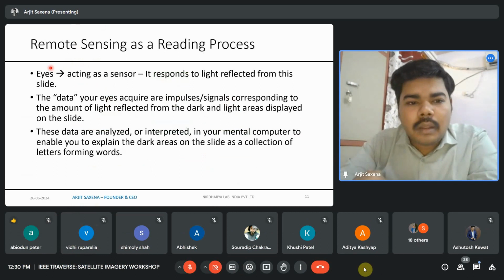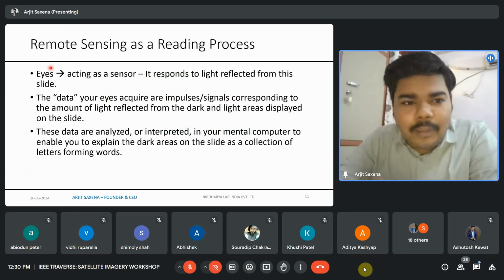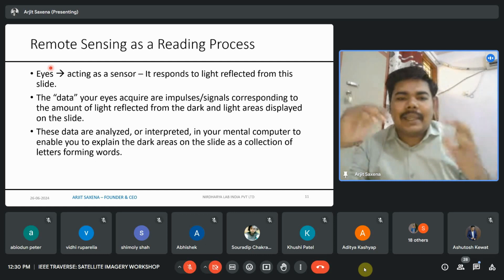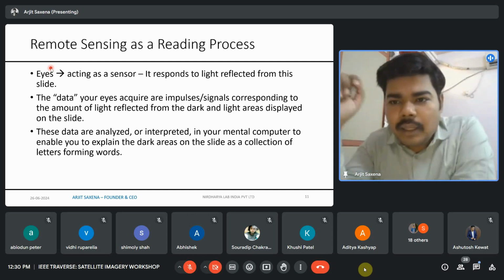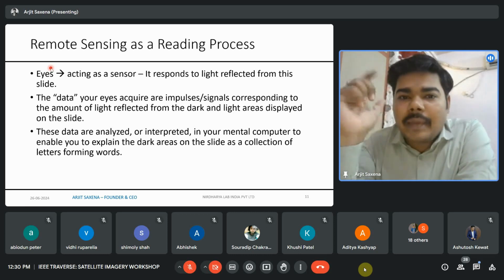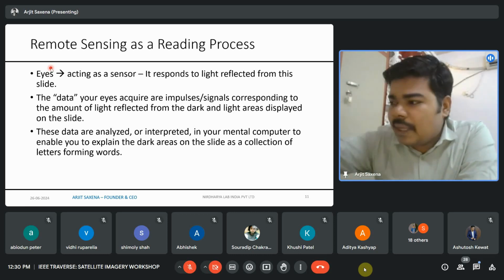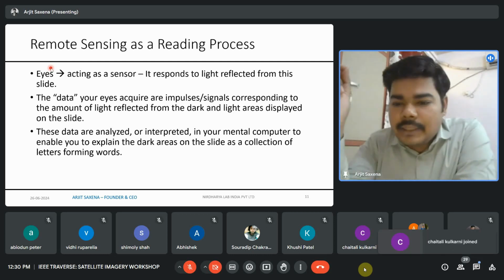Now, this is the same thing which is written over here. Remote sensing is a reading process. Your eyes are acting as a sensor, like a visual sensor, like a CCD camera. This is exactly the same thing. Your eyes are a camera, a visual sensor. Like your mobile phone has sensors, cameras over here. So this is a similar example.